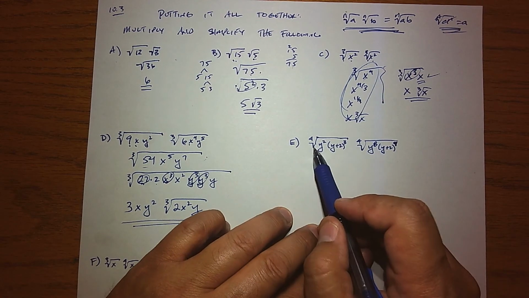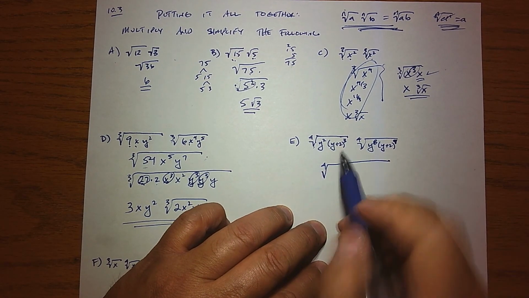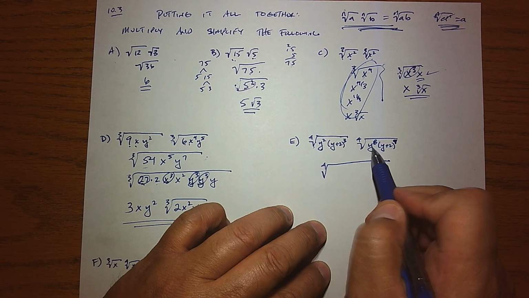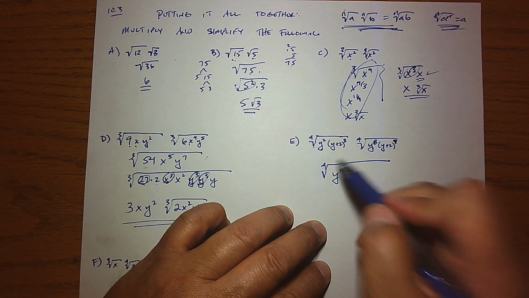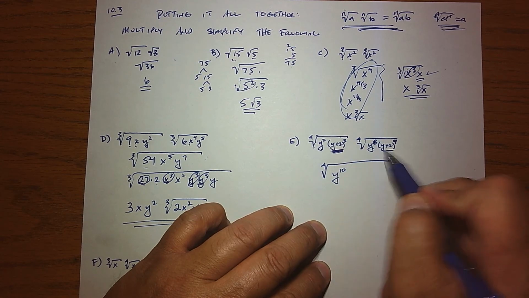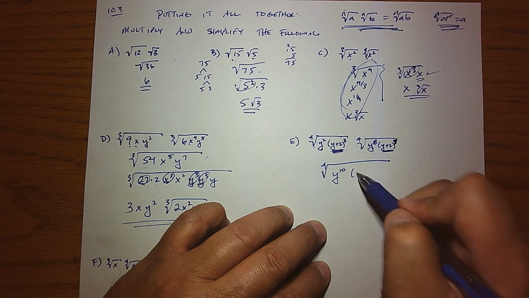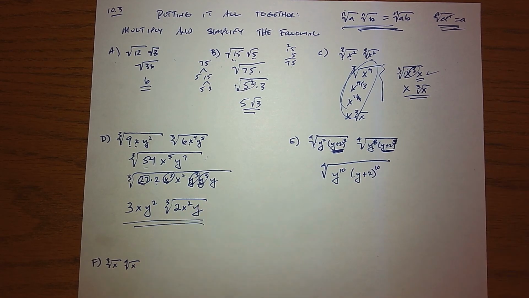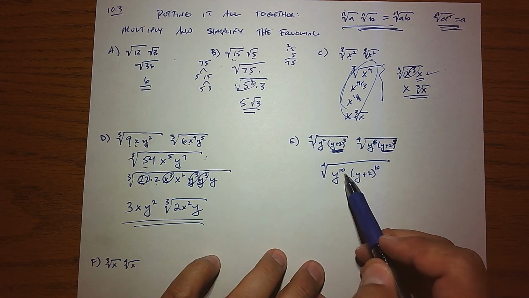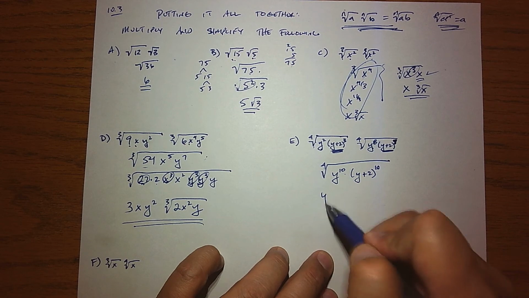Next example, we have a couple of 4th roots. So I'm going to keep that 4th root. We have a y squared and a y to the 8th. So adding my exponents, that becomes y to the 10th. We have a y plus 2 to the 3rd and a y plus 2, and that's a 7 right there, believe it or not. So we have a y plus 2 to the 10th.